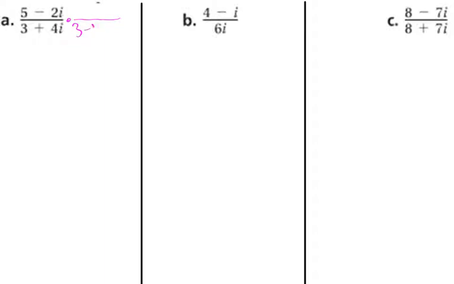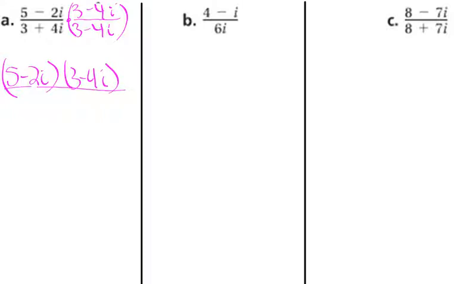So we're going to multiply by 3 minus 4i over 3 minus 4i, because all we're doing is multiplying by 1. But we're making 1 fit our needs. So here we're going to have 5 minus 2i times 3 minus 4i over, and now we're going to do a squared plus b squared. So 3 squared plus 4 squared. That's going to be 9. This is going to be 16. So these added together will be 25. So we've simplified the denominator to 25.